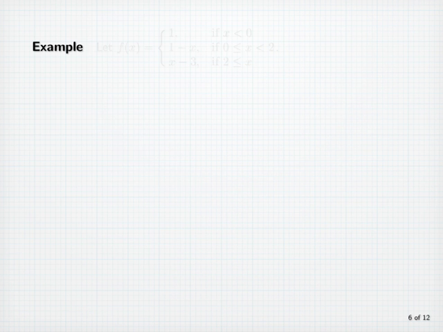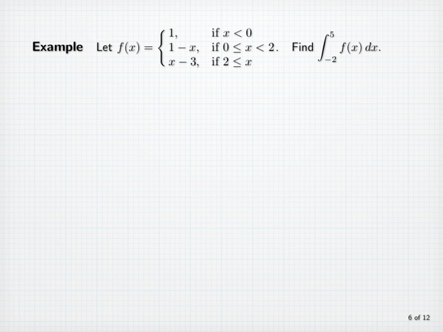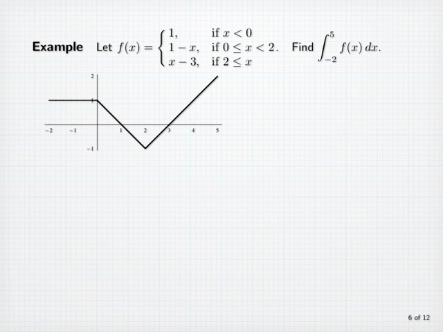Example. Let's let f(x) equal 1 if x is less than 0, 1 minus x if x is between 0 and 2, and x minus 3 if x is greater than or equal to 2. We'd like to find the integral from minus 2 to 5 of f(x) dx. Let's first graph the function. Notice that for x less than 0, we have the horizontal line at y equals 1. When x is between 0 and 2, we have a line with y-intercept 1, x-intercept 1, and slope of minus 1. And for x greater than 2, we have a line with x-intercept 3 and slope 1.